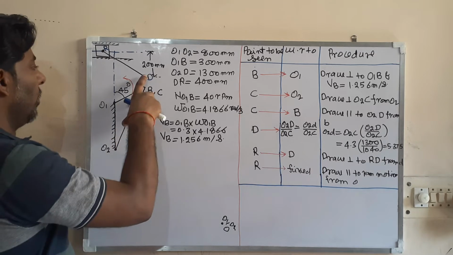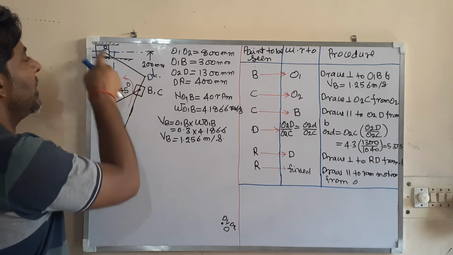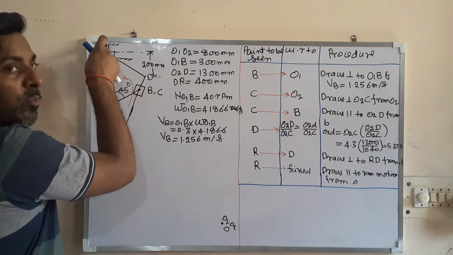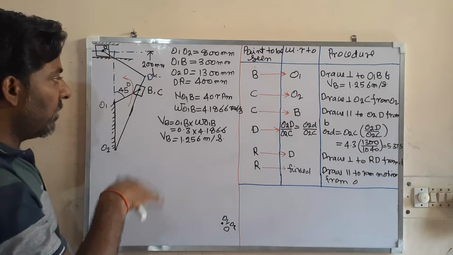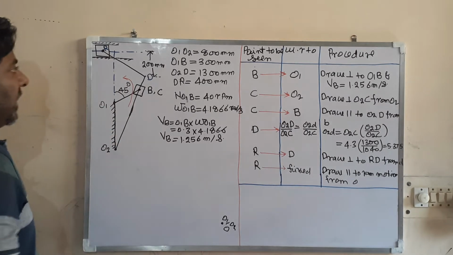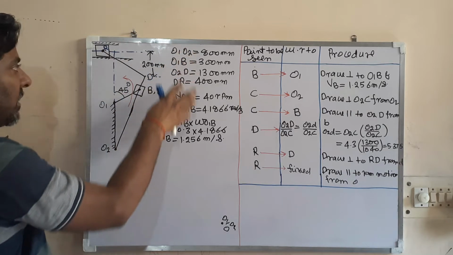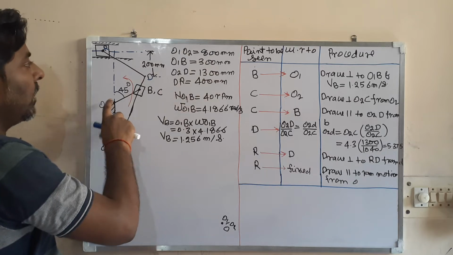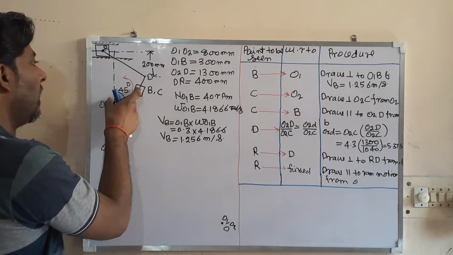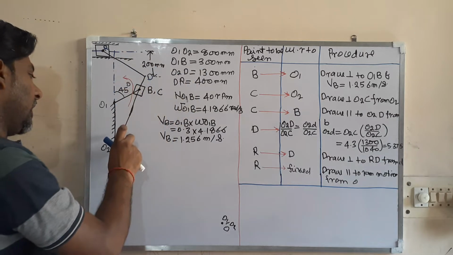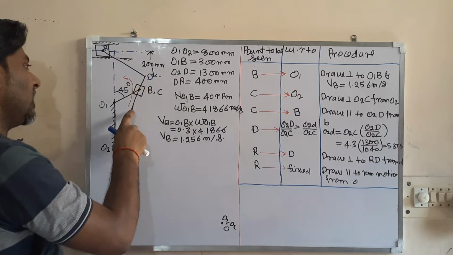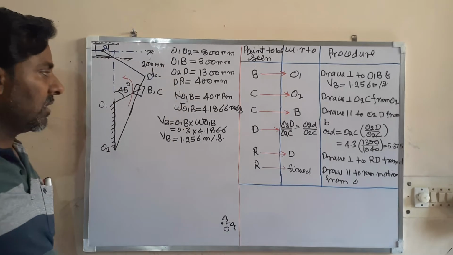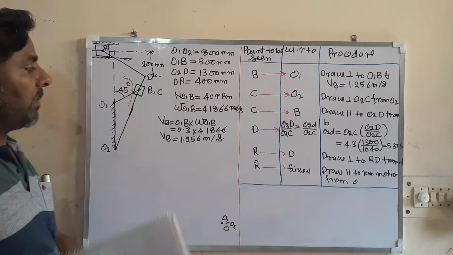So this is O2, this is link O2D and this is DR. This is D, this is R. This is your slider. Actually this is the ram where we put a tool when we use this mechanism in a shaping machine. So the dimensions are given. O1O2 is equal to 800 mm. O1B is equal to 300 mm. O2D is equal to 1300 mm. DR is equal to 400 mm.